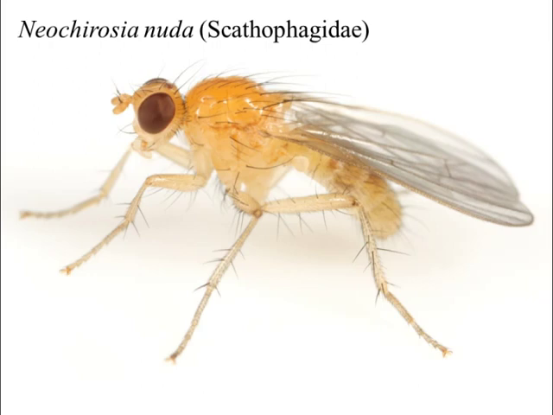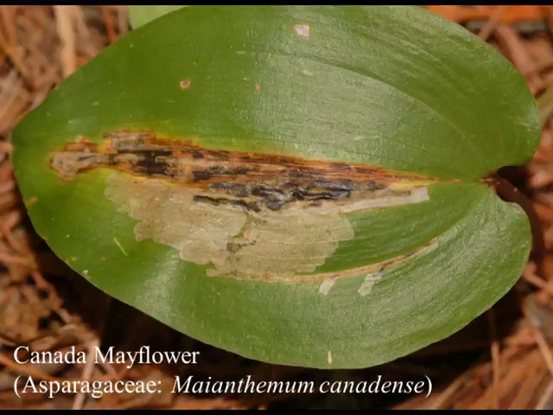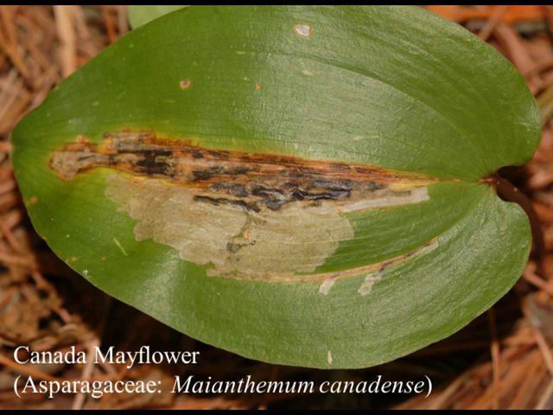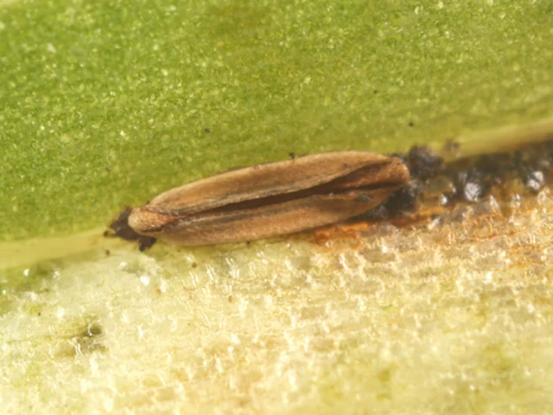This species, Neochirosia nuda, all of its hosts are also used by Norellia vittata, but you can distinguish its mines because instead of white eggs glued to the lower surface, it has brown eggs glued to the upper surface along the veins. Several there and there, but there's a close-up of one. Looks kind of like a hot dog.